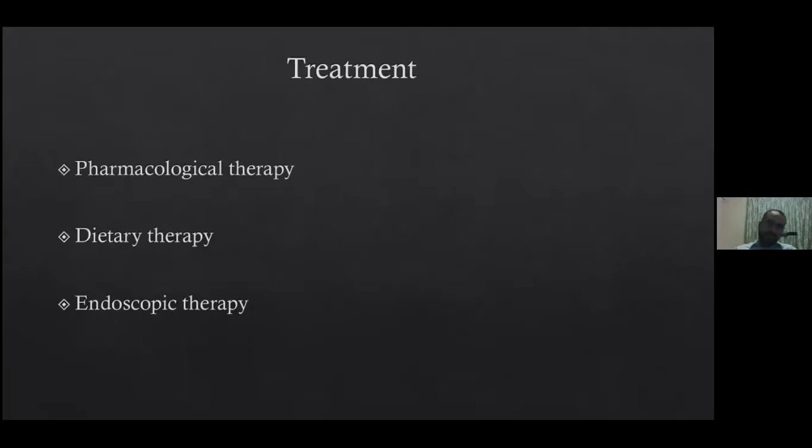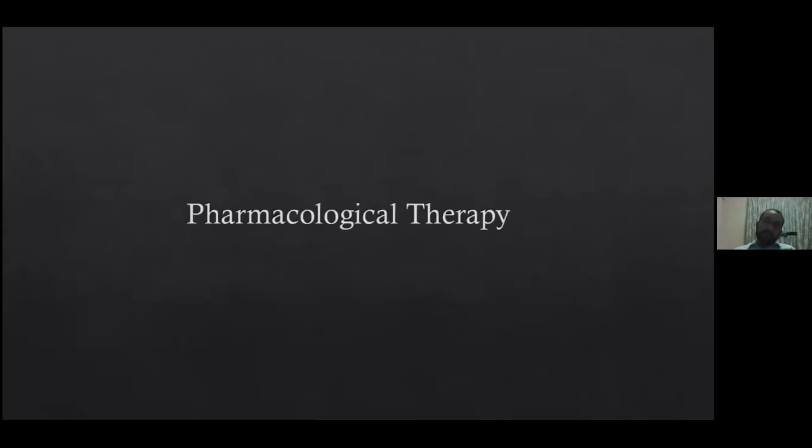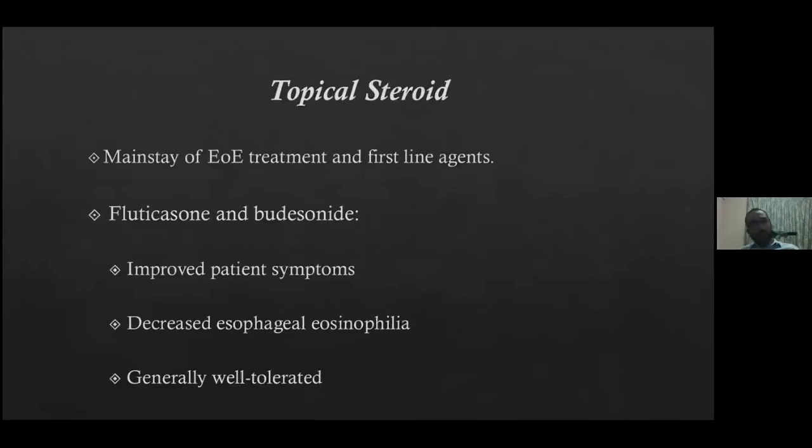Treatment is divided into pharmacological therapy, dietary therapy, and endoscopic therapy. Start with pharmacological therapy. Topical steroid is the mainstay of eosinophilic esophagitis treatment and a first-line agent. Examples are fluticasone and budesonide. They improve patient symptoms, decrease esophageal eosinophilia, and are generally well tolerated.